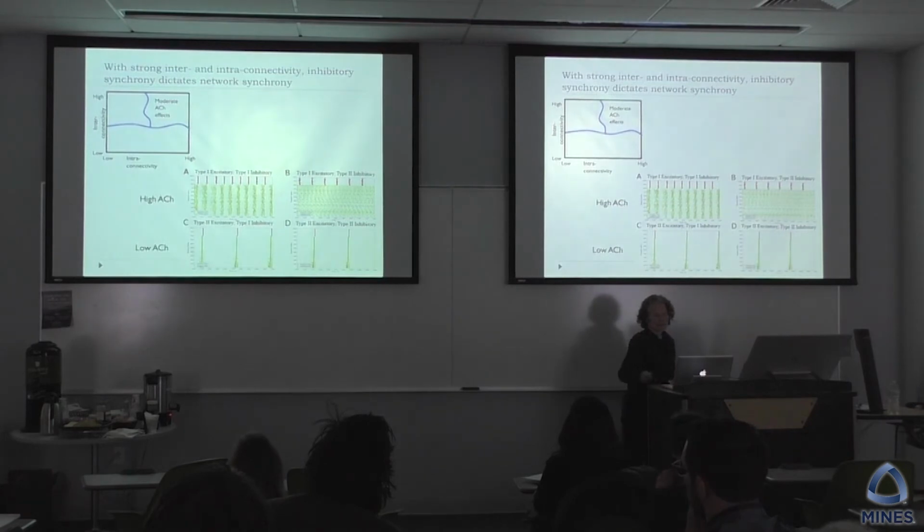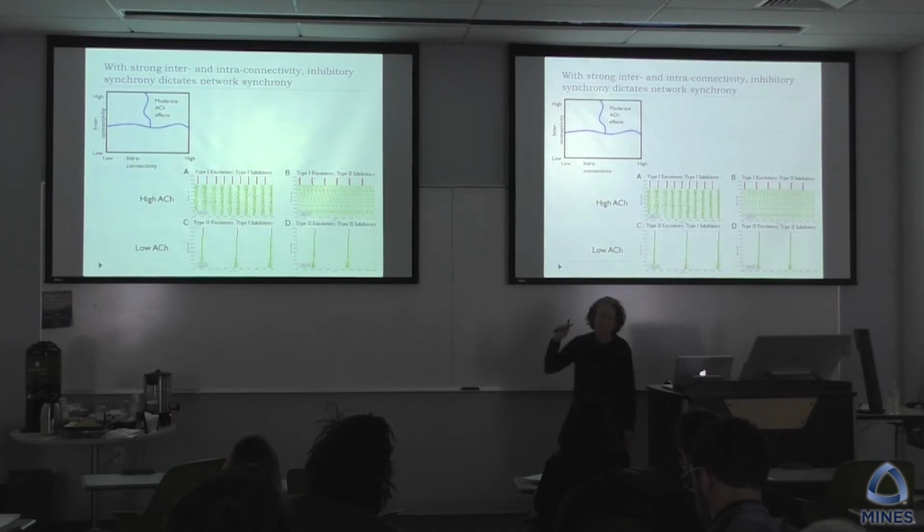All right, so just to finish off, the effects up in this other corner, where we've got high inter- and high intraconnectivity, were a little more subtle in terms of the effects of acetylcholine. Sometimes even the type 1 cells could synchronize, but it depended on what the inhibitory cells wanted to do. If they synchronized well, the type 1 cells could synchronize; if they didn't synchronize so well, then the type 1 cells wouldn't. So it was a little more subtle up in that corner.